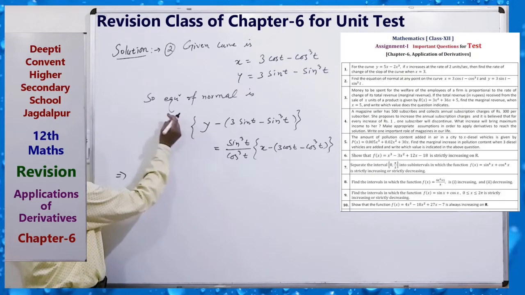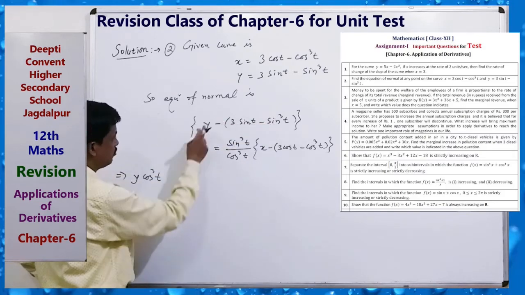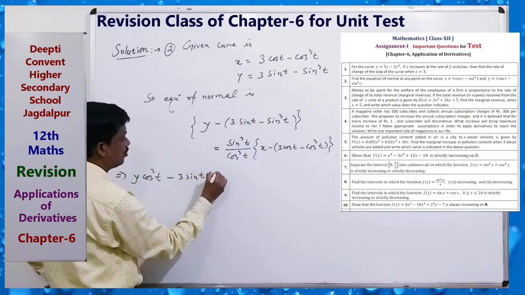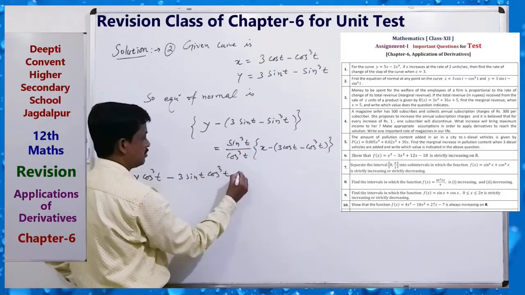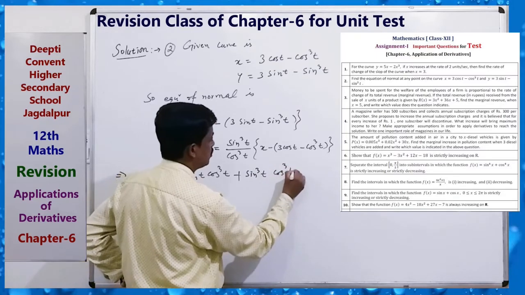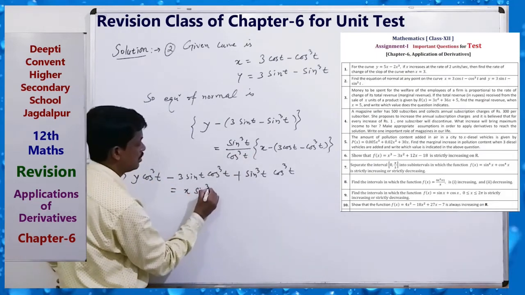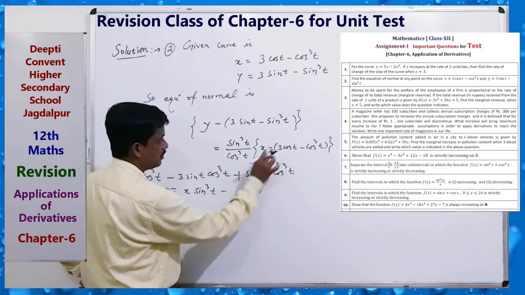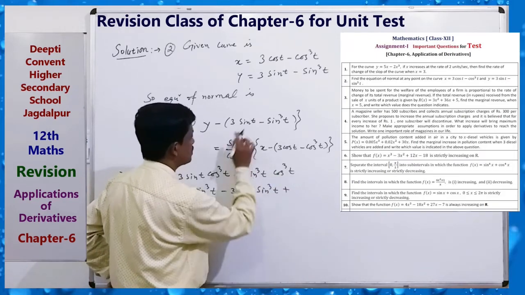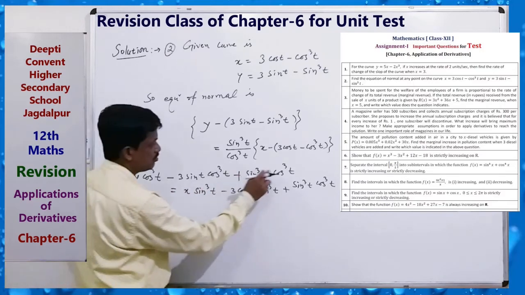Now multiply cos³t to here. So we get y cos³t, multiplying this by this, y cos³t minus 3 sin t cos³t, plus sin³t cos³t, equals, multiplying this by this, x sin³t minus 3 cos t sin³t plus sin³t cos³t. Now from both sides you can cancel out sin³t cos³t.